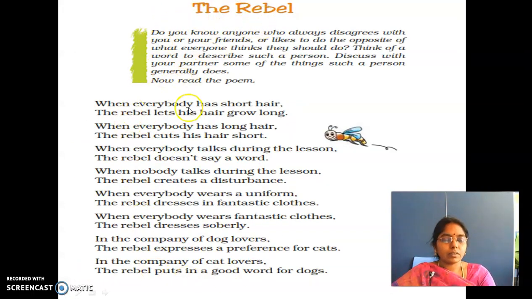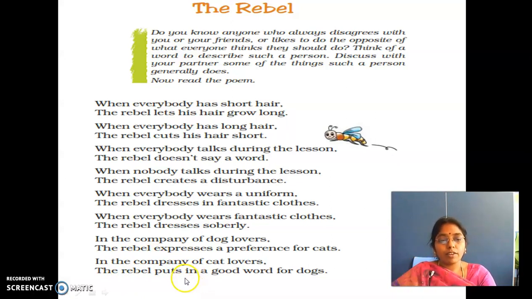So this is the poem given in your book. When everybody has short hair, the rebel lets his hair grow long. When everybody has long hair, the rebel cuts his hair short. When everybody talks during the lesson, the rebel doesn't say a word. When nobody talks during the lesson, the rebel creates a disturbance. When everybody wears a uniform, the rebel dresses in fantastic clothes. When everybody wears fantastic clothes, the rebel dresses soberly. In the company of dog lovers, the rebel expresses a preference for cats. In the company of cat lovers, the rebel puts in a good word for dogs.